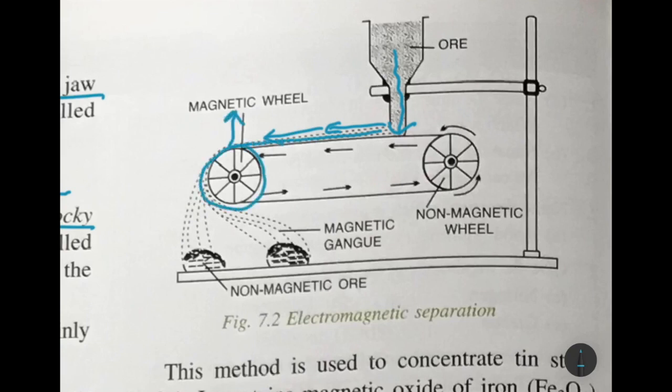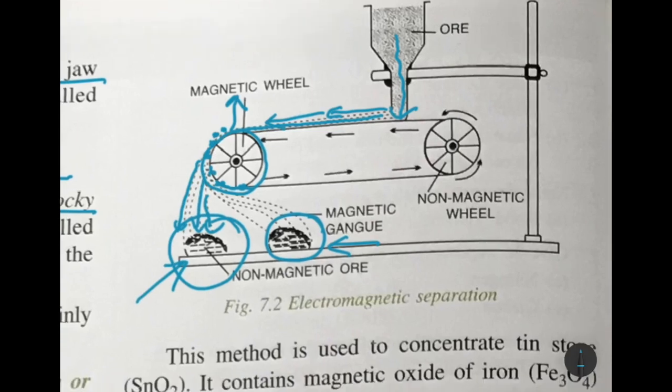This one is the magnetic wheel. So if the ore is magnetic or if the gangue is magnetic, it will remain attracted to the wheel and it will move till here. But the one which is non-magnetic, either the ore or the gangue, it will move and form a separate heap. Okay, so we have non-magnetic ore, or it may be magnetic ore, and there we have magnetic gangue, or it may be non-magnetic gangue, opposite. Okay, it will form opposite heaps. If the ore is magnetic, you will get the ore this side, or if the gangue is magnetic, you will get it this side. Okay, so this is how it is separated.